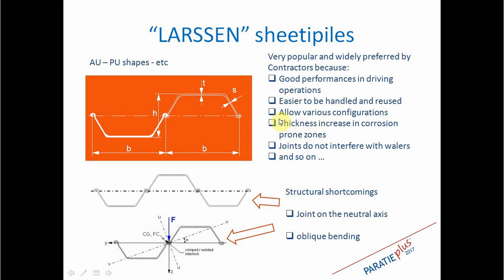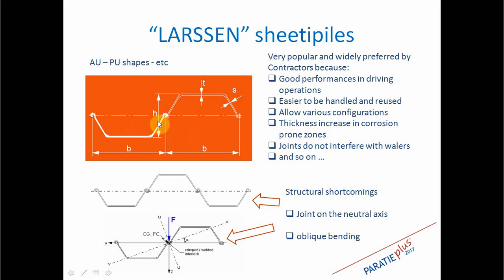And it is also possible to compose special cross sections with various configurations. And also the thickness normally is higher in the zone where corrosion may be an issue, like in the corner like this. And this is typical with respect to other kinds of shapes like the AZ section, where normally the thickness is a little bit less for commercial shapes.